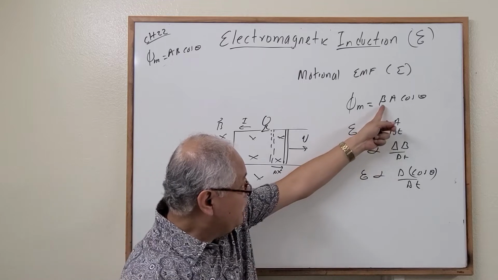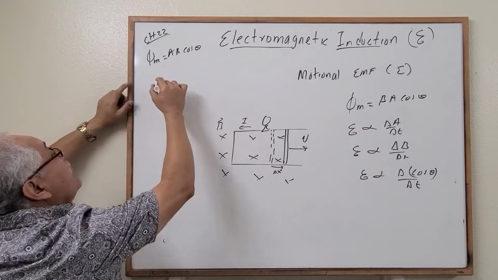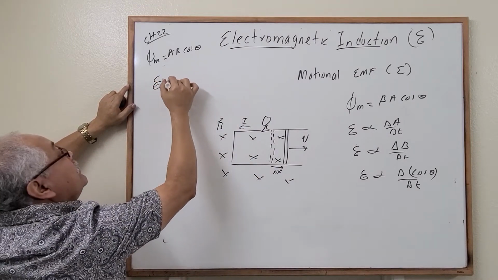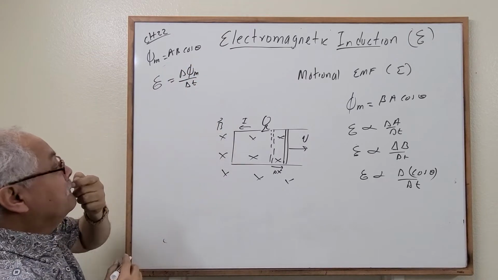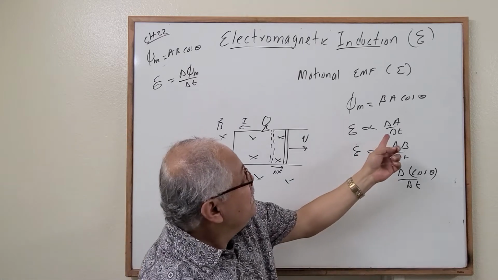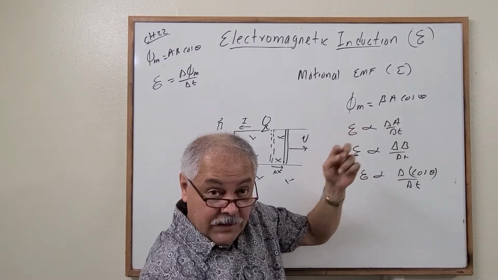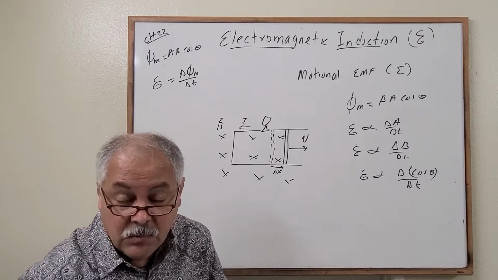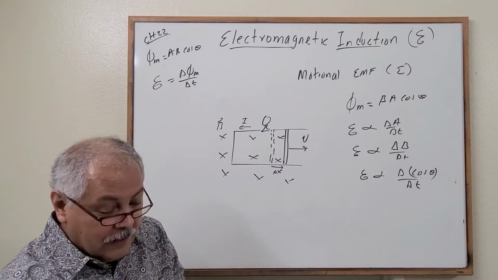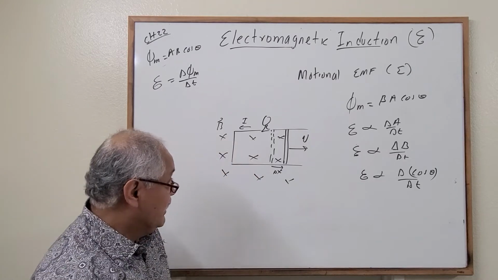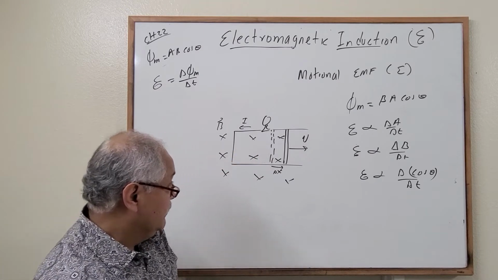But these three quantities are represented in the magnetic flux. So in general, we can say that the electromotive force is equal to the change of this magnetic flux with respect to time, right? Because if we change the area, the magnetic field, or the angle, which are factors of the magnetic flux, we are inducing an electromotive force, right?